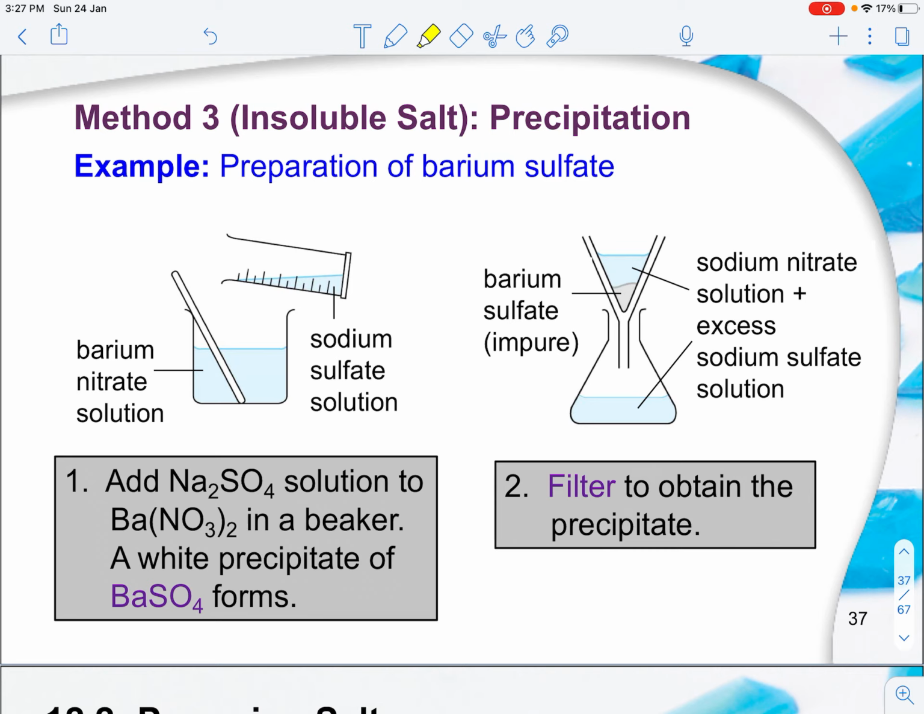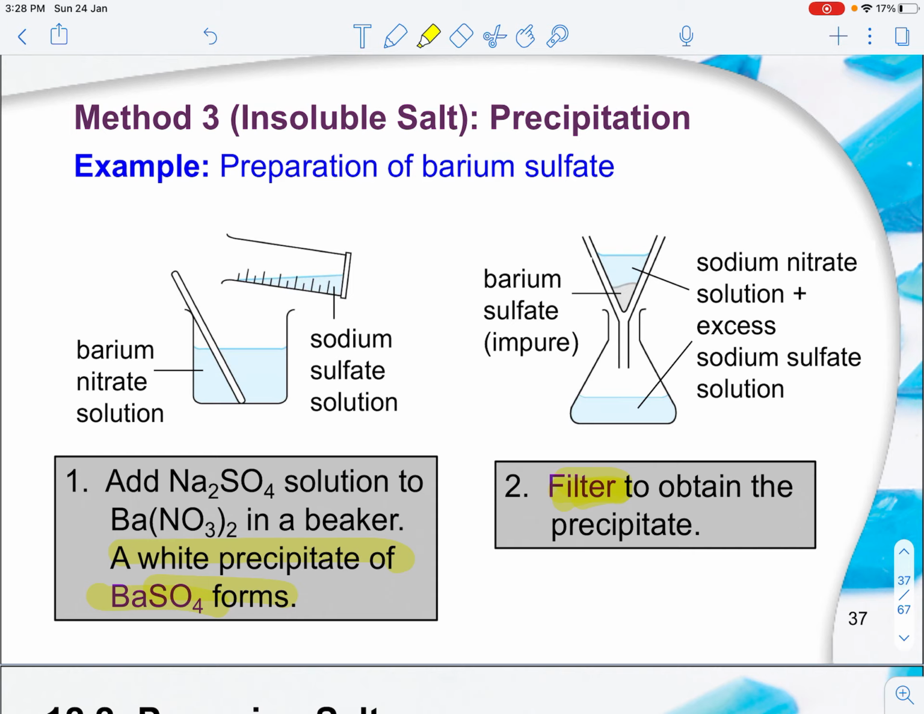Okay, so in this case, barium nitrate solution, you add with sodium sulfate solution, you stir, it will react, and therefore you will see a precipitation form. So previously we always see we add until excess is formed, right? Over here we try not to do it because the white precipitate formed is the thing that we want to filter out.